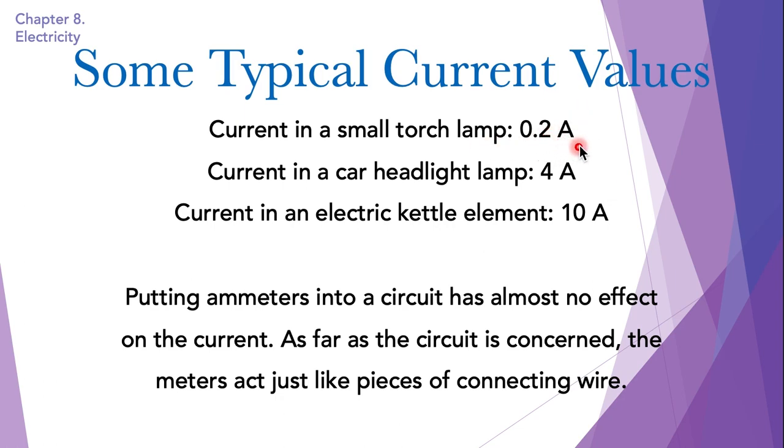So 0.2 amperes is the current in a small torch lamp. 4 amperes is the current in a car headlight lamp, because the car headlights need more current than a small torch. And about 10 amperes of current in an electric kettle element. So putting ammeters into a circuit has almost no effect on the current. As far as the circuit is concerned, the meters act just like pieces of connecting wire. So they do not affect the current in a circuit.